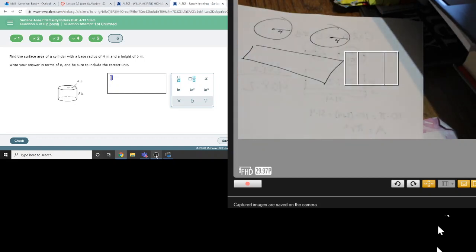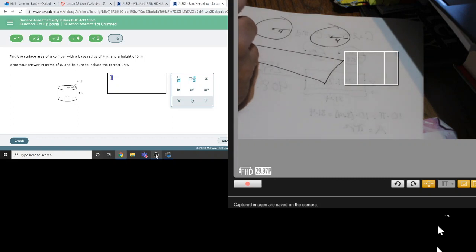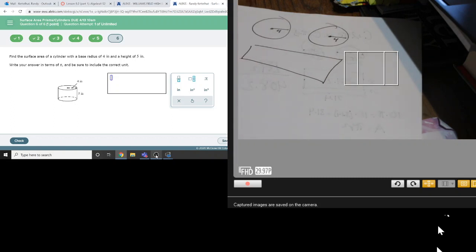Notice they give us the radius this time. That's important. So remember the diameter then is going to be 8. We'll use that. And then the height of this rectangle is 5. It's also the height of the cylinder. So we need to figure out this length along the bottom.